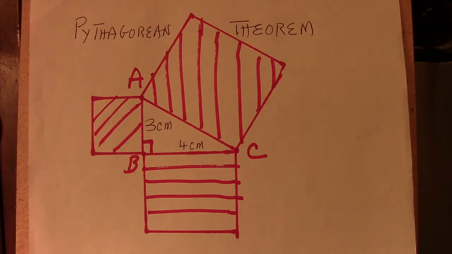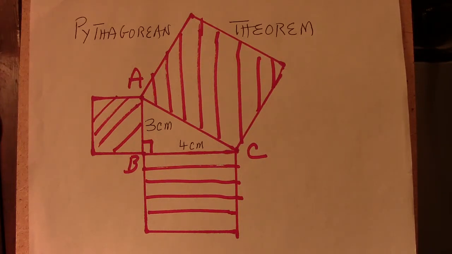Pythagorean Theorem. The Pythagorean theorem states that in a right-angled triangle, the square on the hypotenuse, which is the side opposite the right angle, is equal to the sum of the squares on the other two sides. Here we are talking about areas, of course.